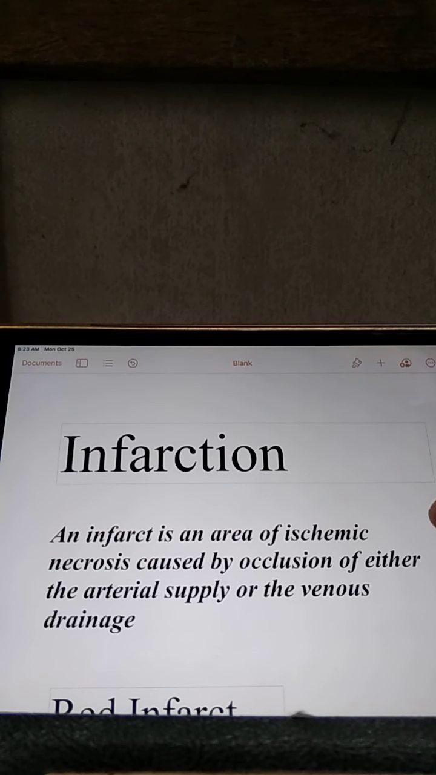What is infarction? An infarct is an area of ischemic necrosis caused by occlusion of either the arterial supply or the venous drainage. It is injury or dead tissue resulting from inadequate blood supply, especially as a result of obstruction of the local circulation by a thrombus or embolus.